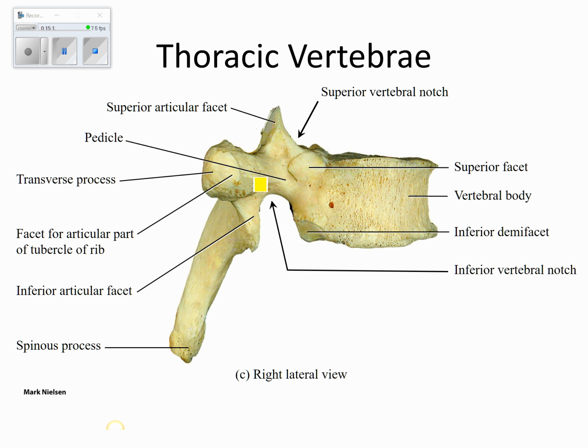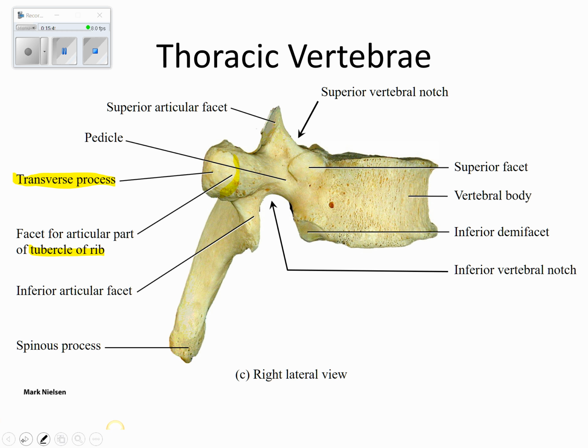So this is showing you the thoracic vertebra from an angle. If we look in here, you can label the transverse process. And again, these few slides on the vertebra are going to be repetitive because they all have a lot of the same features. They just may look a little bit different as the vertebra moves down the spine. The facet for the articular part of the tubercle of the rib, which is also called the rib facet, is there. And just remember that that rib facet is found only in the thoracic vertebra.